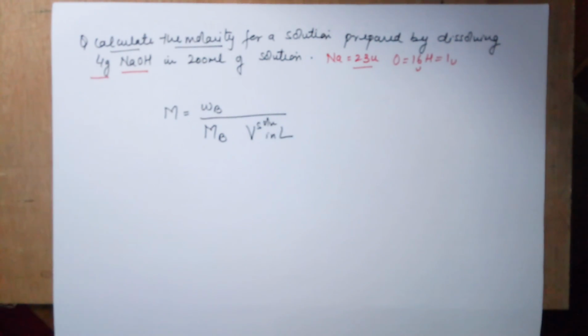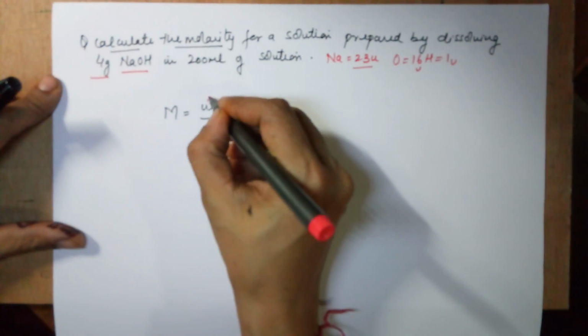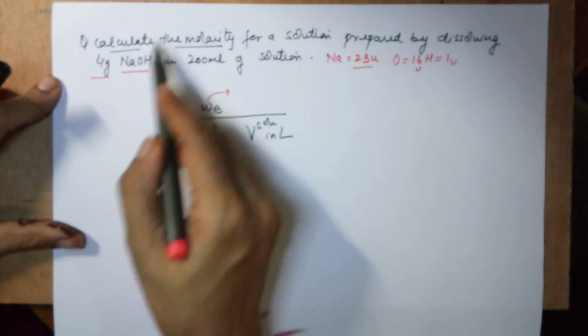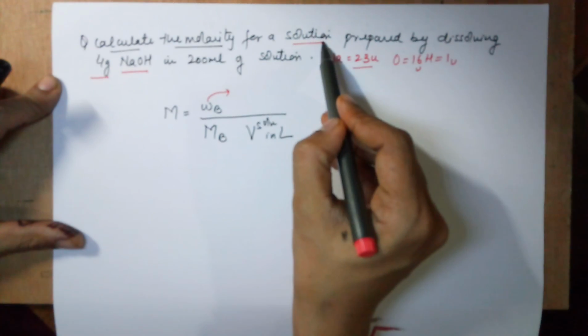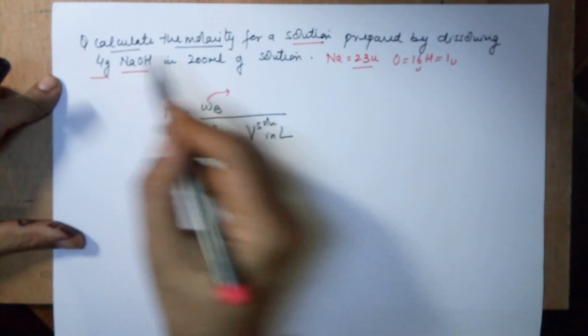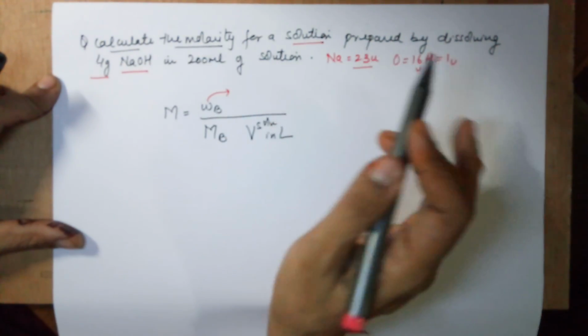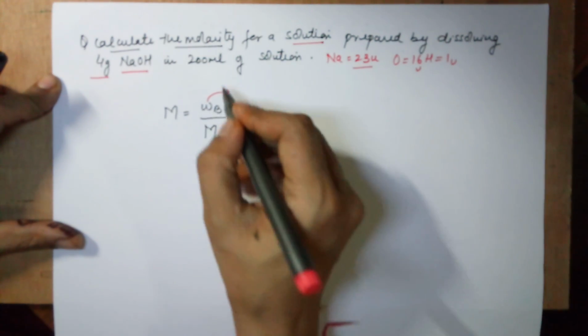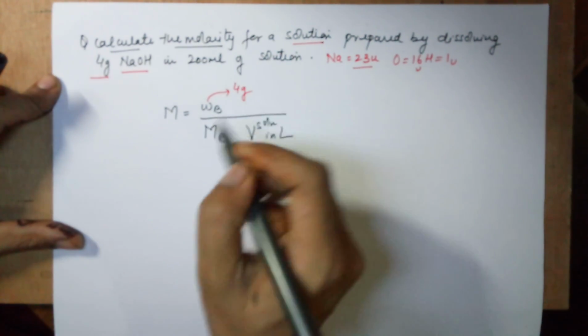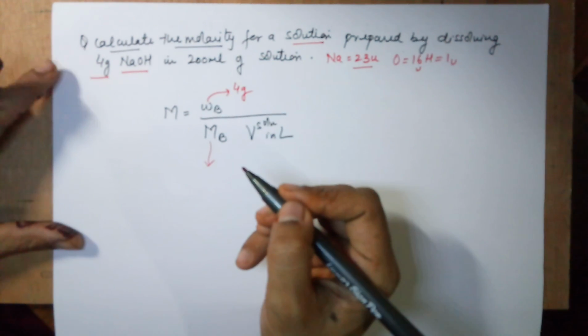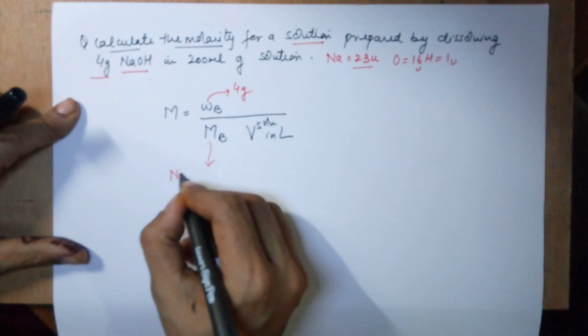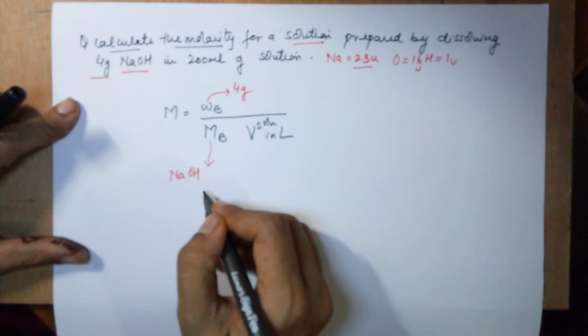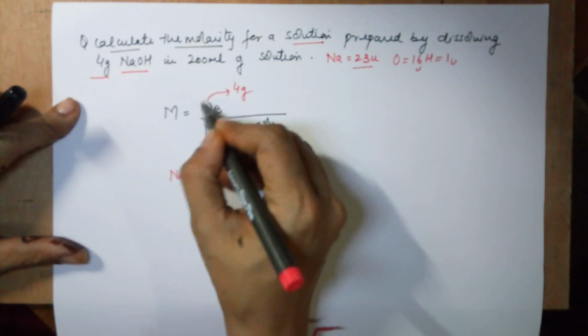That is your formula. What is WB? Weight of the solute. In this question of the solution, what is the solute? NaOH. When there is no solvent given, it's understood it's water. Weight of solute becomes 4 grams. What is the molar mass of the solute? You need to calculate what is the solute? NaOH. How much? 4 grams. You've mentioned it in the numerator.